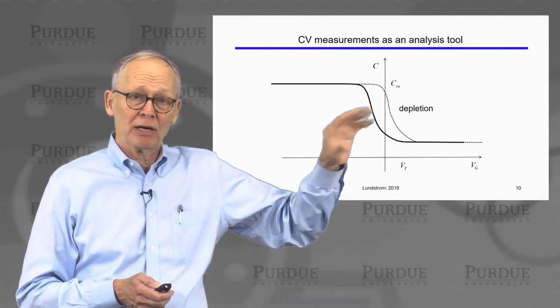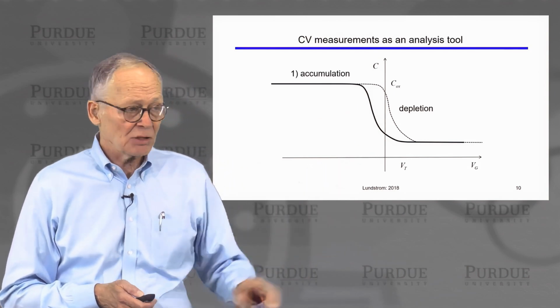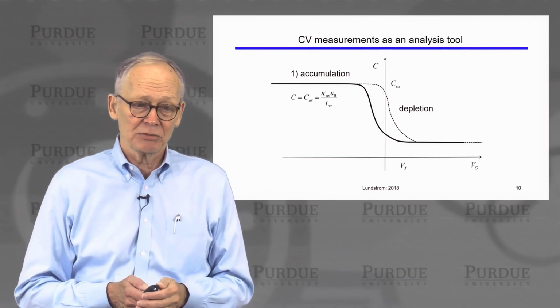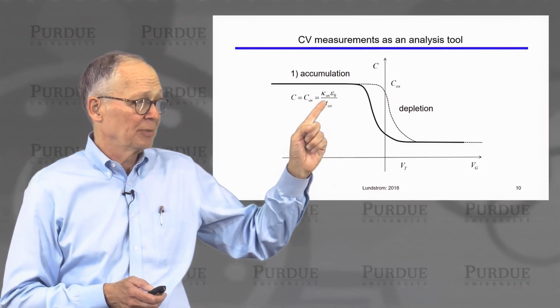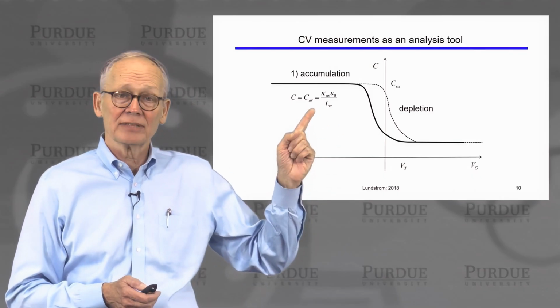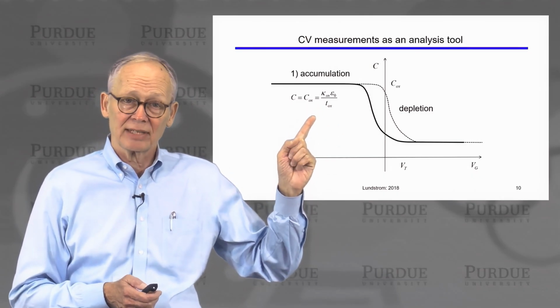So this can be a very powerful analysis tool. So for example, if we simply note the capacitance in the accumulation regime, that's just the capacitance of the oxide itself. Well, I could use this to measure the thickness of the oxide.